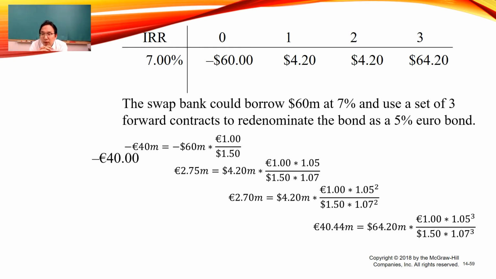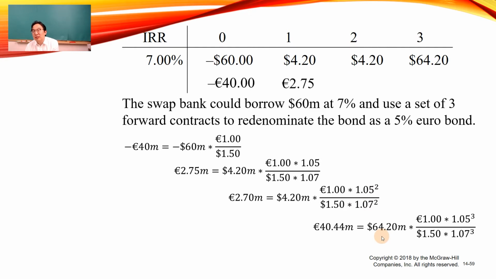Now the swap bank could borrow 60 million at 7% and use a set of 3 forward contracts to redenominate the bond and convert it into euros, and then their IRR will be 5%. How does that come about? Well, if you do the math, $60 million converted into euros at the spot exchange rate is 40 million euros. And then if you convert 4.2 million US dollars 1 year from now using IRP, the interest rate parity relations, that's spot rate times the interest rate differentials, then it's going to be 2.75 million euros. How about year 2? That's 2.70 million euros, because you are doing the IRP relations over a 2-year period, raising it to the power of 2.